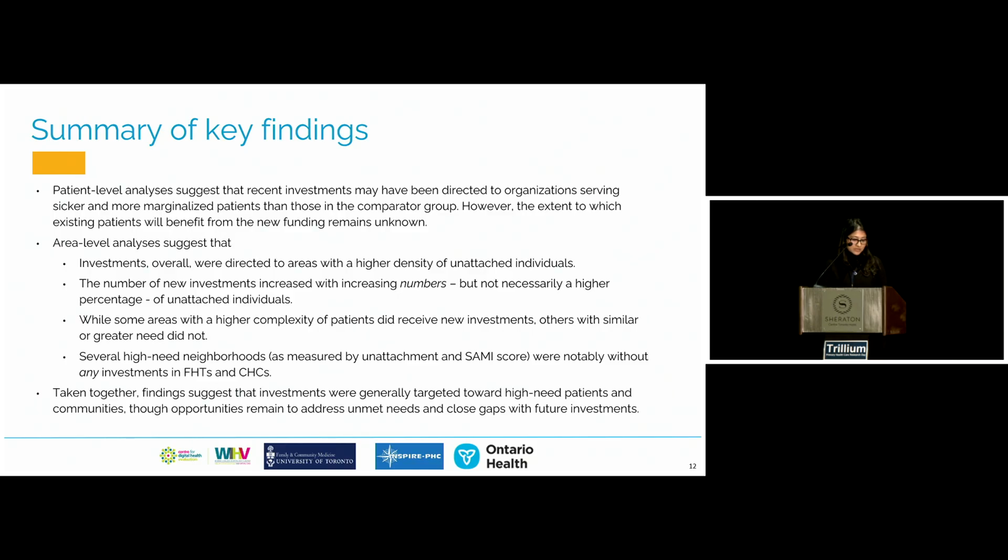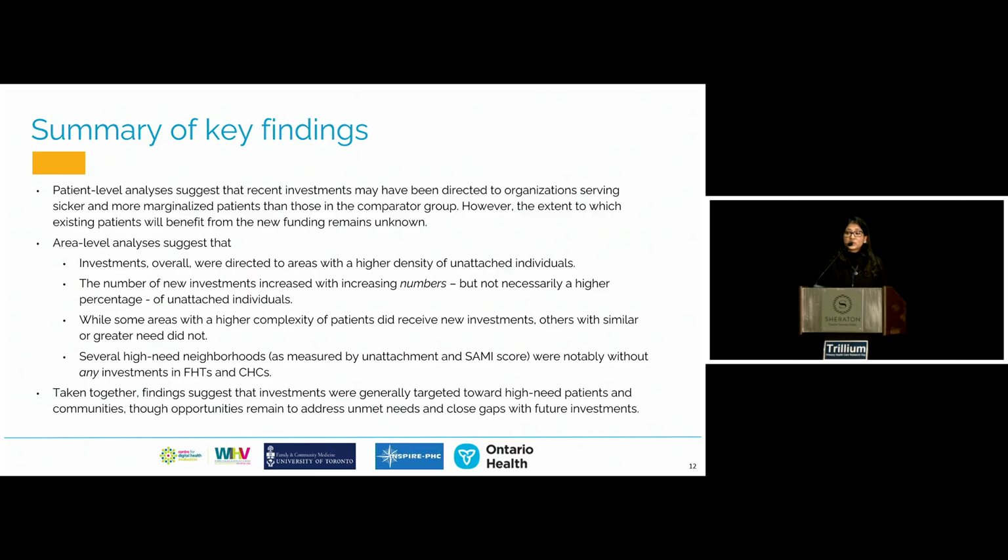The different models of team-based care also reach different patient populations, which is one of the reasons that we chose to stratify our patient-level work. And we had some interesting findings that would have been masked if we had pooled both the models together.